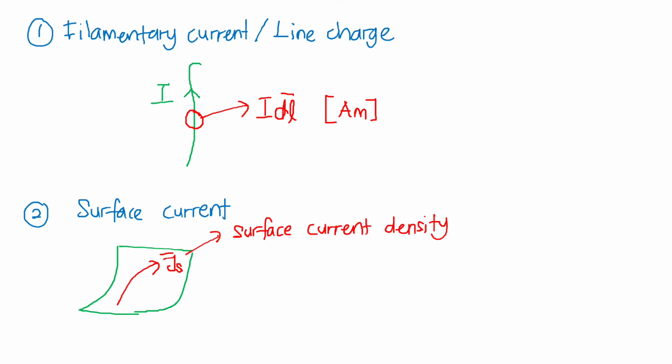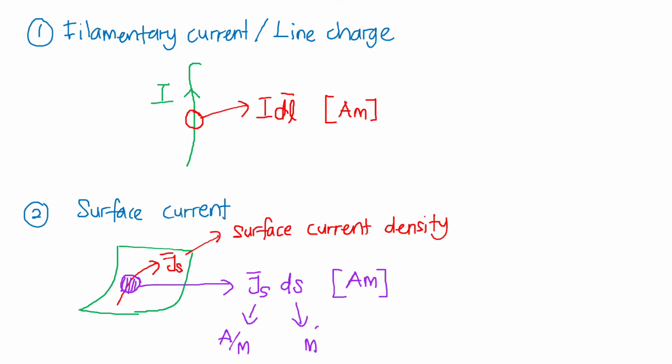Okay, now we need to take a sample. As before, we know that the J will be passing through our sample. So this is our JS, and another one is the area involved here, so this will be dS. And the unit is ampere meter as well. Here JS is ampere per meter and dS is meter square.